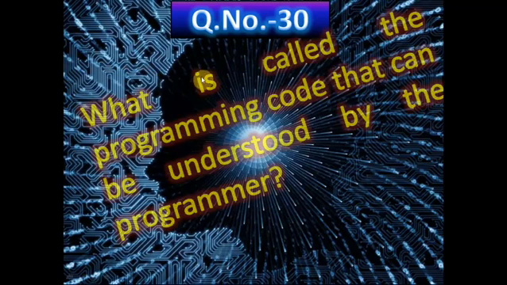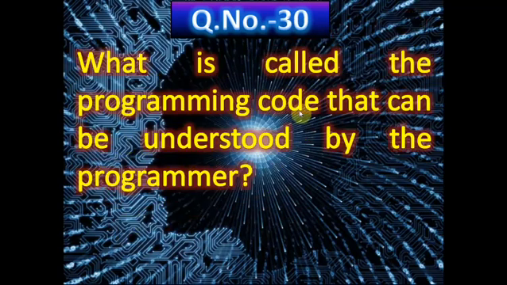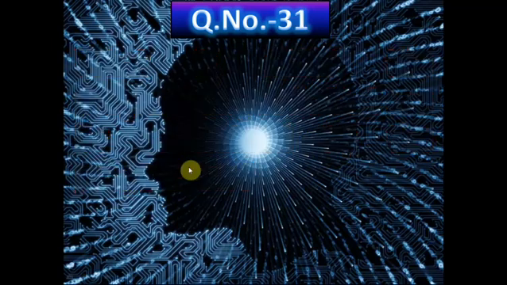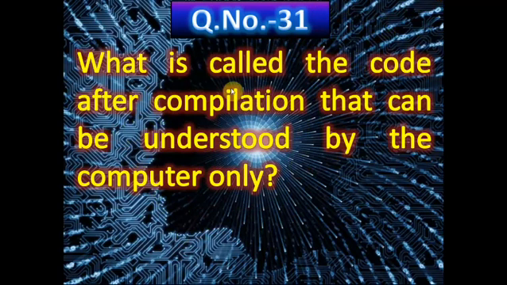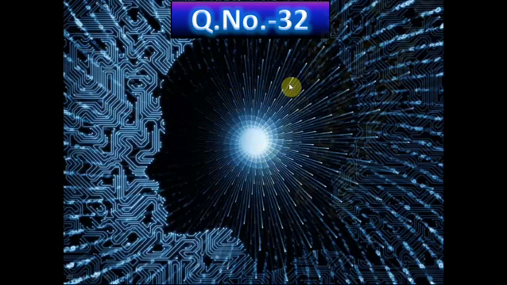Now question number 30. What is called the programming code that can be understood by the programmer? What is called the programming code that can be directly understood by the programmer? Question number 31. What is called the code after compilation that can be understood by the computer only? What is called the code after compilation that can be understood by the machine only or computer only? Now question number 32.